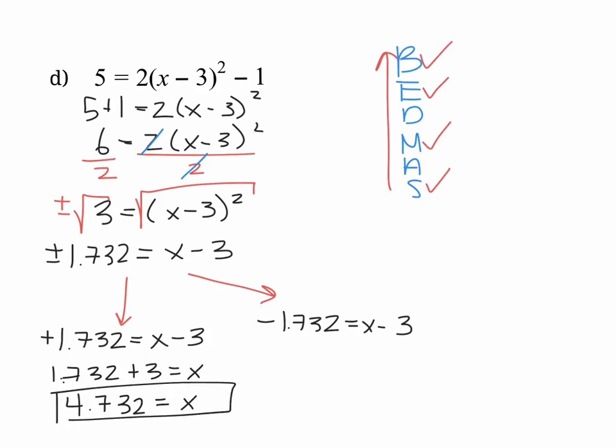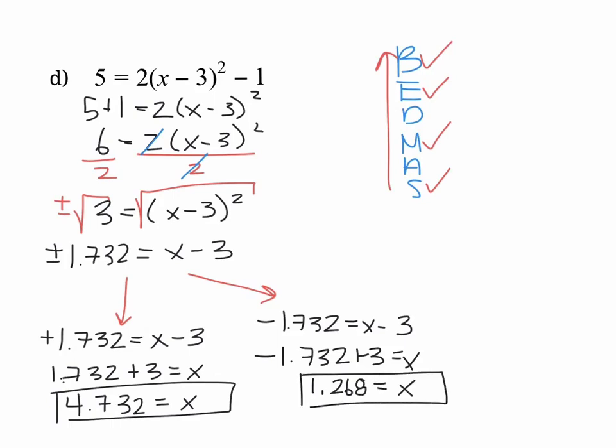And the last one, this equation here, I'm going to move that negative 3 over, and it's going to become positive 3. So I've got negative 1.732 plus 3 is equal to x. And then I've got my final answer, 1.268 is equal to x, which matches what we got graphically. So we've got two answers, x1 and x2, and we're done.